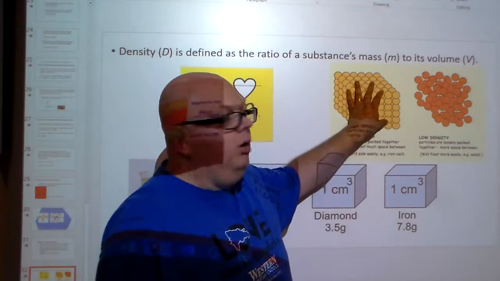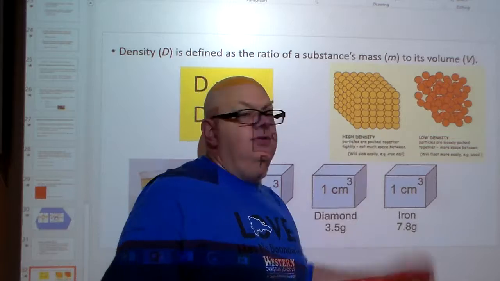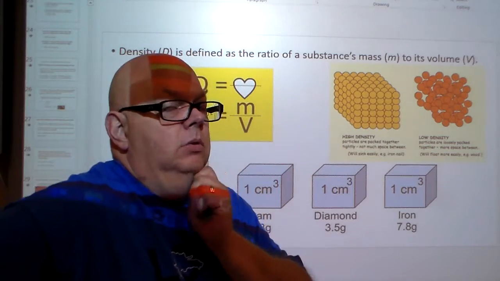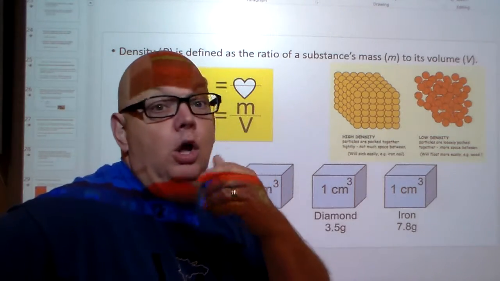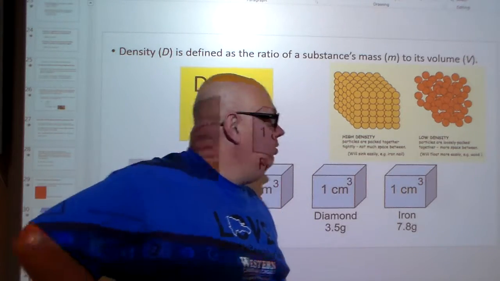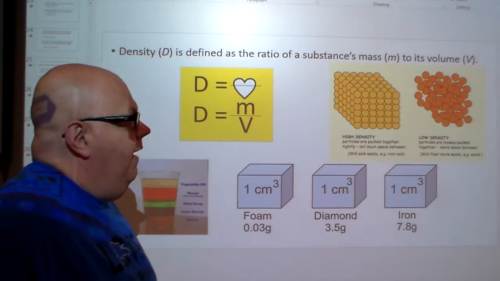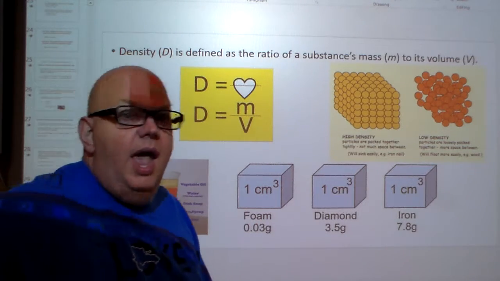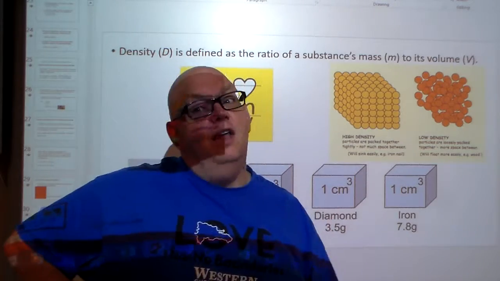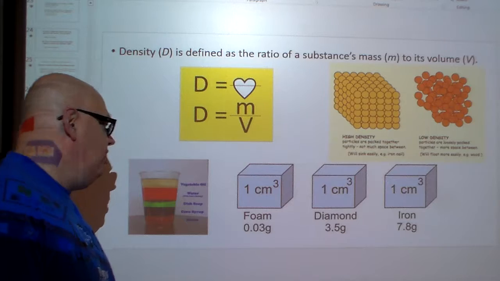High density, the particles are pretty much packed together. High density, you can think about metals like iron, gold, silver, aluminum. Low density, the particles are loosely packed together. They could float, like wood. How about styrofoam? That's another one. Very low density. Balsa wood, if you've ever worked with that.